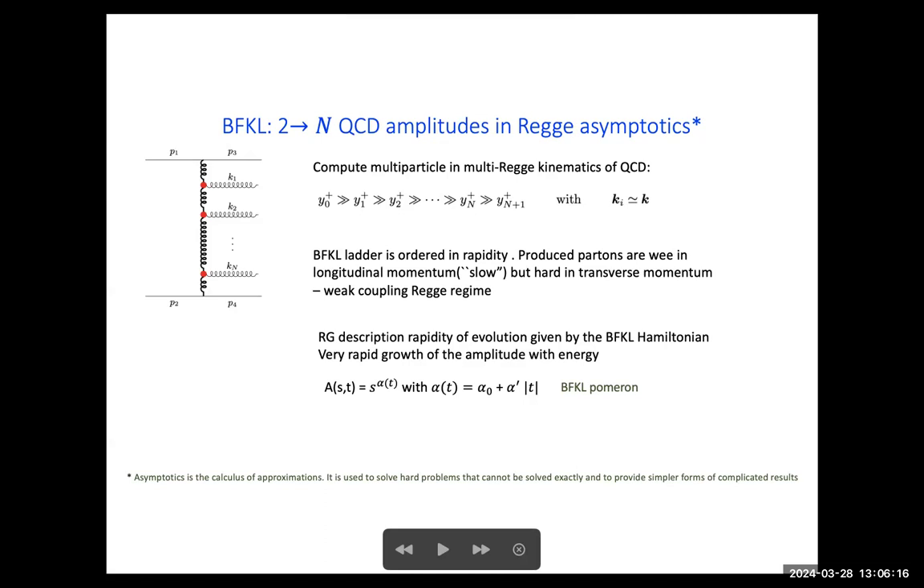Yes, alpha naught is something constant. I have it on the slide, I'll show you. But alpha prime, yes, you can actually calculate alpha prime perturbatively, but it's a highly non-trivial thing to calculate. In principle, there are calculations, and it also depends on the energy scale.